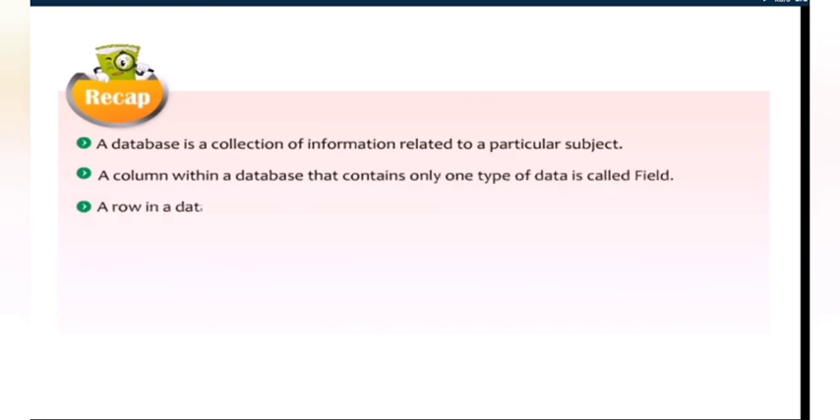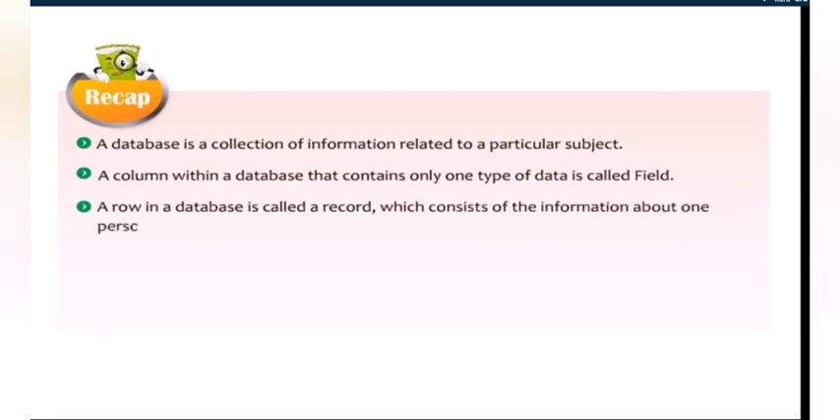Let us quickly glance through the key points discussed in this chapter. A database is a collection of information related to a particular subject. A column within a database that contains only one type of data is called field. A row in a database is called a record, which consists of the information about one person or one object. Field name is a column label for the field in a database.